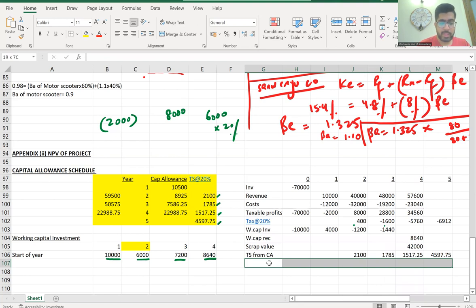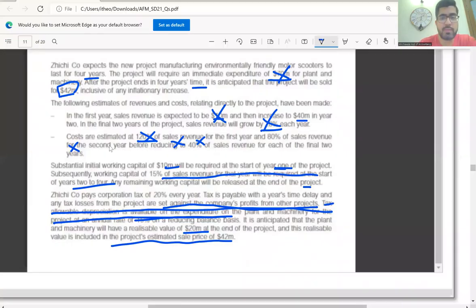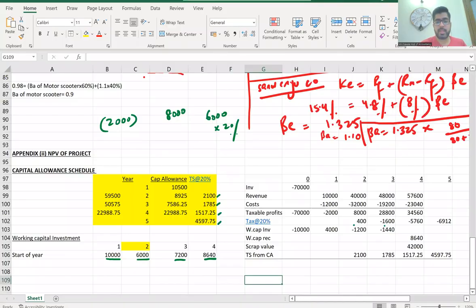You have done all cash flows. Okay. See the question. You have done the investment. Then scrap value is done. Revenue is done. Costs are done. Working capital is done. Tax is done. Time delay is done. 20 million is done. Everything is done. So you just need to net them all to get net cash flows.